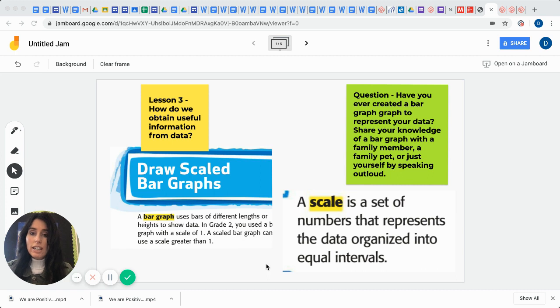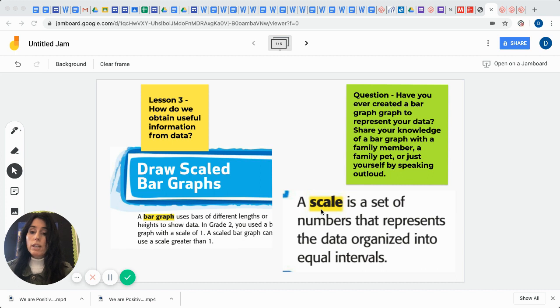And let's start talking now about what are these scaled bar graphs. So first thing, in order to know what a scaled bar graph is, let's understand what is a scale and what is a bar graph. So a scale is a set of numbers that represents the data organized into equal intervals. And we're going to take a look about what does this scale look like. I'm sure you're thinking of probably a scale that you step on when you want to weigh yourself. Oh, I weigh 100 pounds, that kind of a scale.